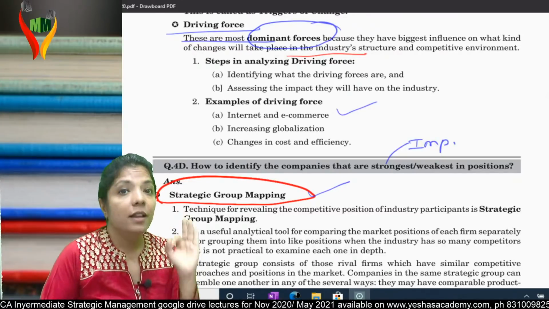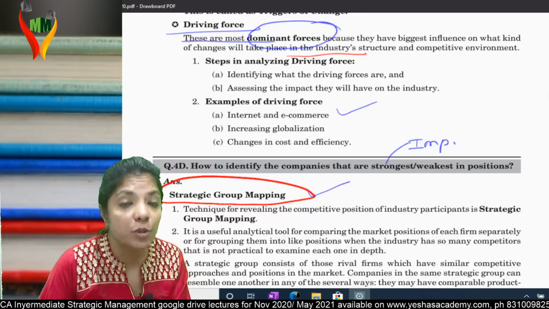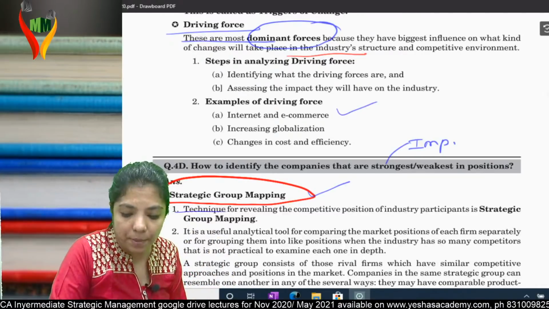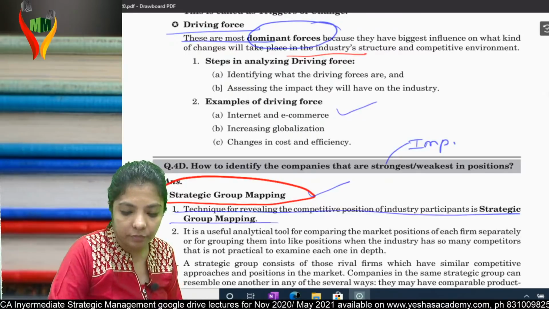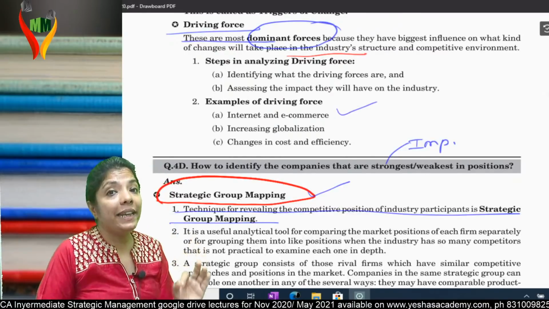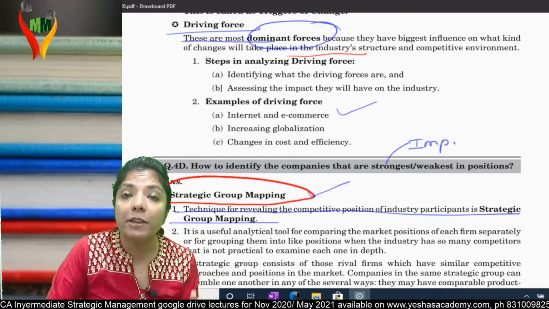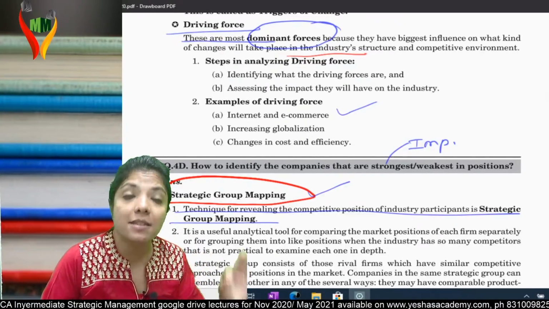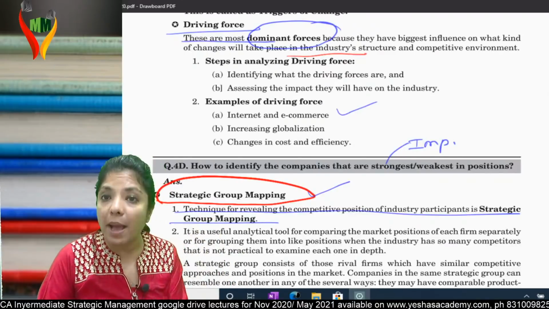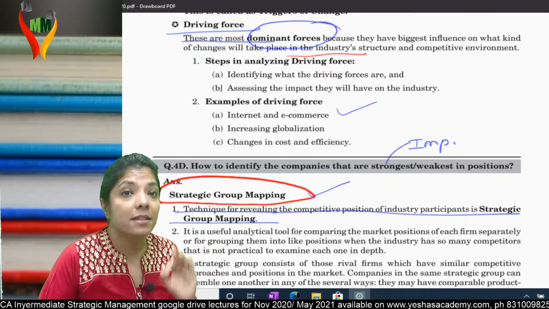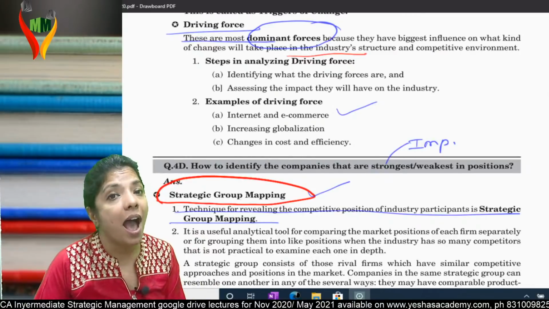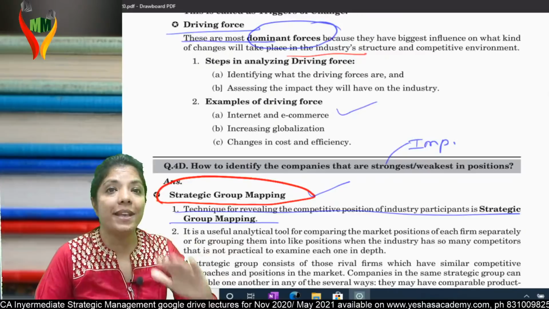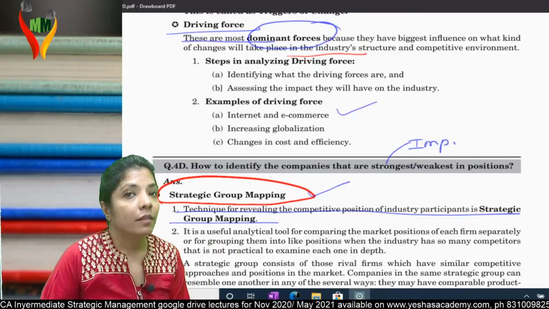Again, I'm repeating, the technique which reveals the competitive positions of industry participants is called strategic group mapping, and it helps us to know the strongest as well as the weakest. Am I clear?